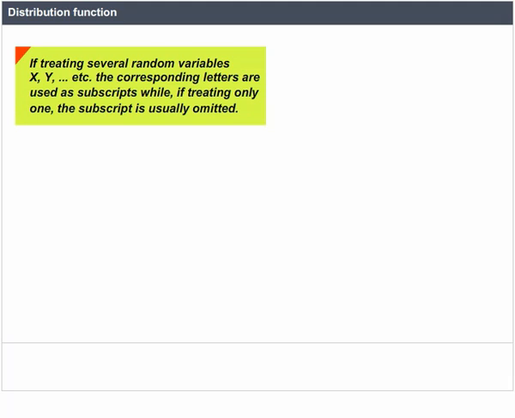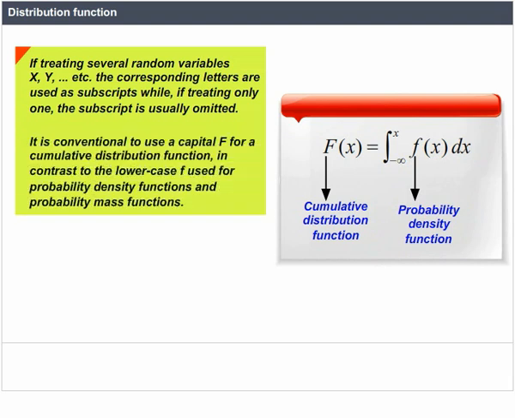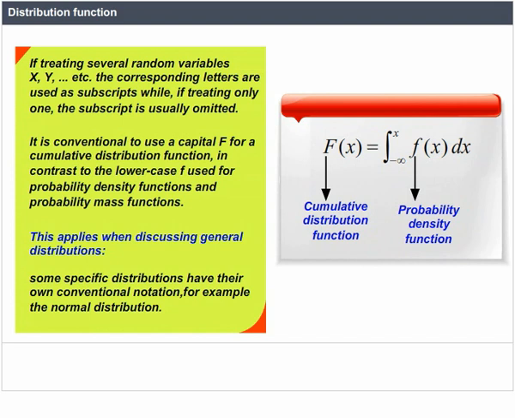F of x equals the integral from minus infinity to x of f of x dx. Capital F is called the cumulative distribution function and small f is called the probability density function. It is conventional to use a capital F for a cumulative distribution function in contrast to the lowercase f used for probability density functions and probability mass functions. This applies when discussing general distributions. Some specific distributions have their own conventional notation, for example, the normal distribution.